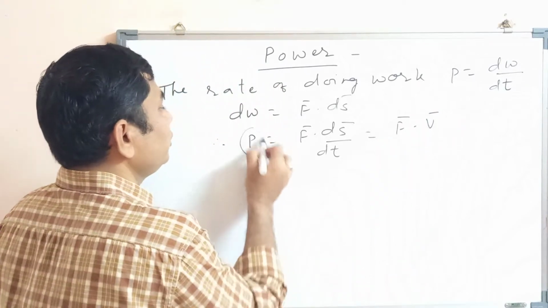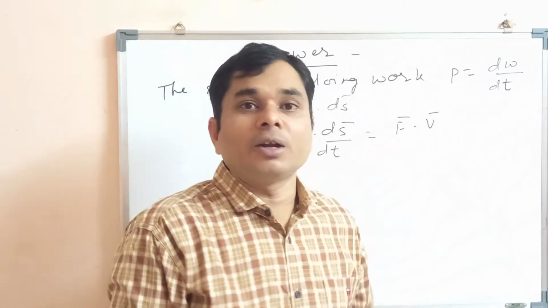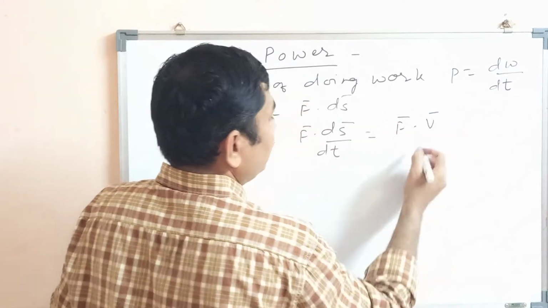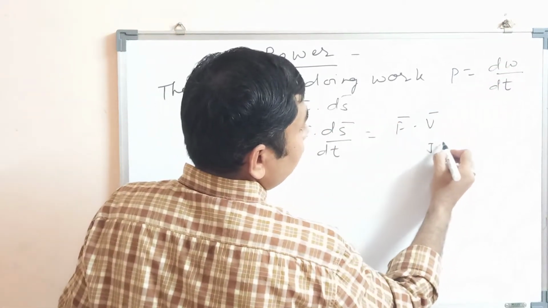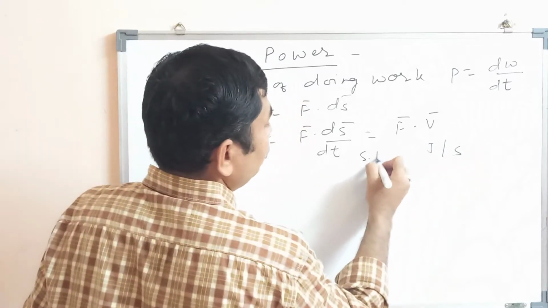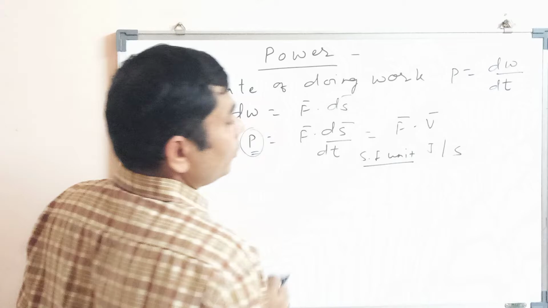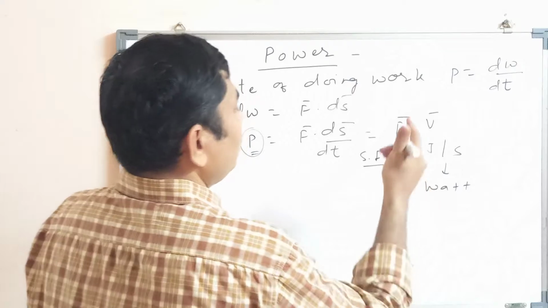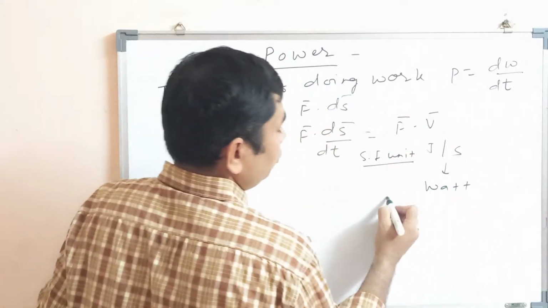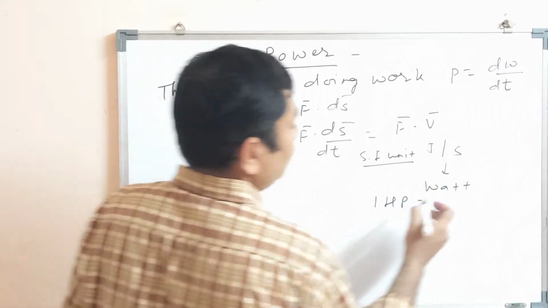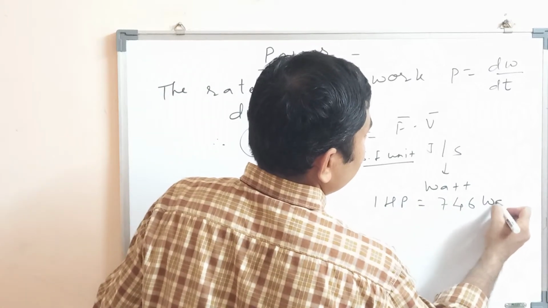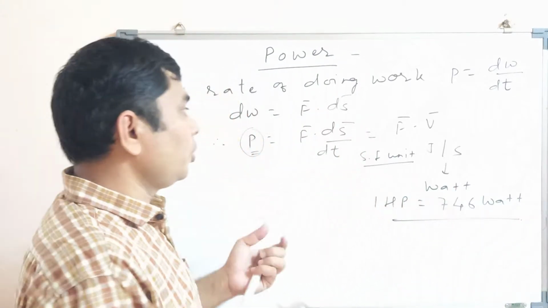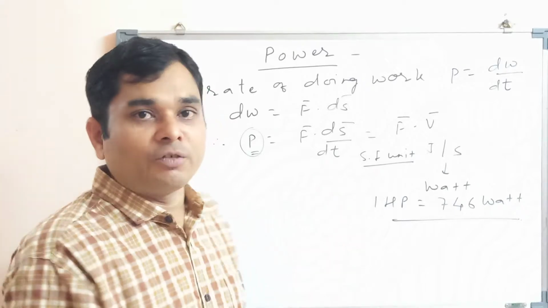So power, which is a scalar quantity, is the dot product of force and velocity, and the unit of this is work upon time, that is joules upon second. So this is the SI unit. This is also called watt. And there is another unit called HP, and 1 HP is equal to 746 watt. So this is about the basic definition of power.